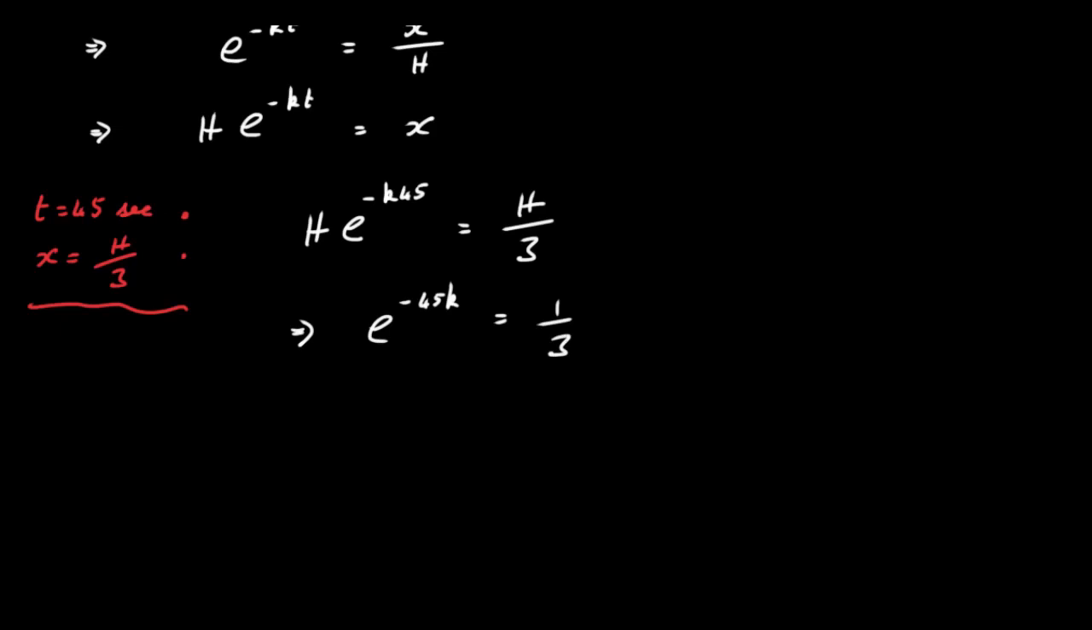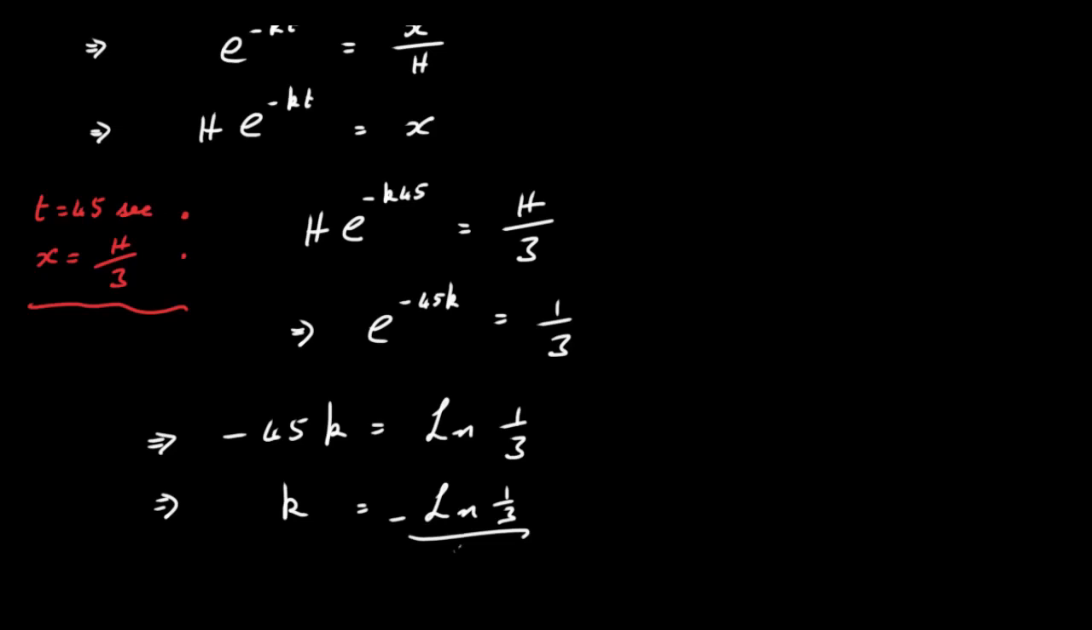So now what we can do is just take the log of both sides again. So minus 45k is equal to the natural log of 1 over 3. That'll finally give me a k value of k equals minus log 1/3 over 45.